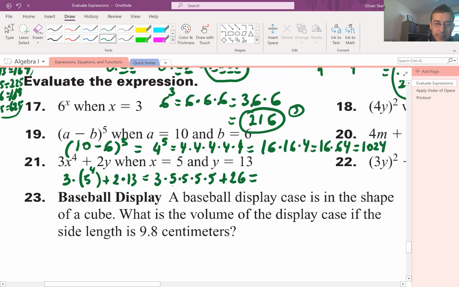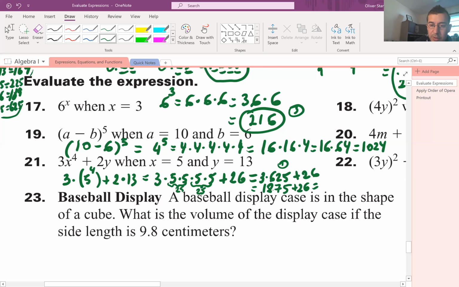So here, 5 times 5 is 25. And then 5 times 5 is 25. And we know that 25 times 25 is 625. So this is 3 times 625, and then plus 26. And then 3 times 5 is 15, 1 we remember. 3 times 2 is 6, and the 1 we remember is 7. 3 times 6 is 18. So this becomes 1,875. And then plus 26.